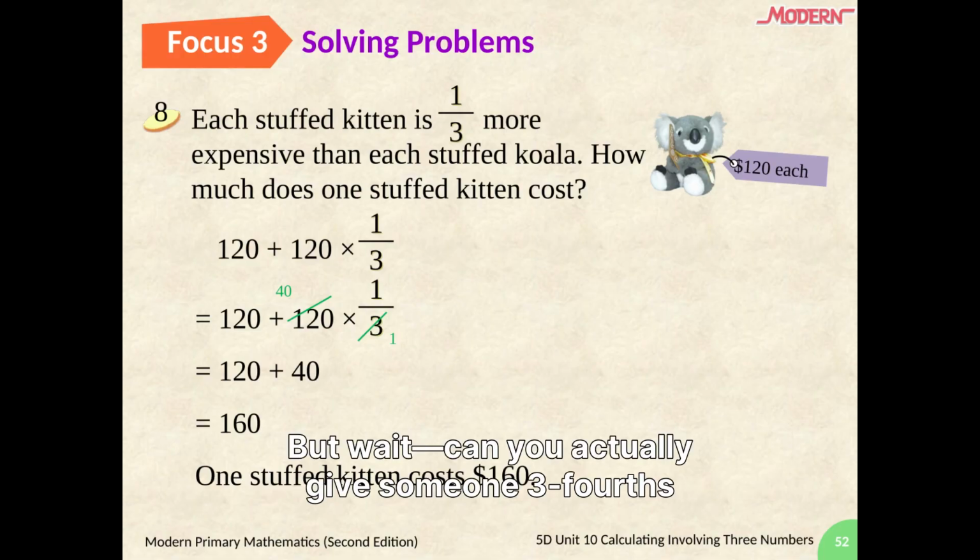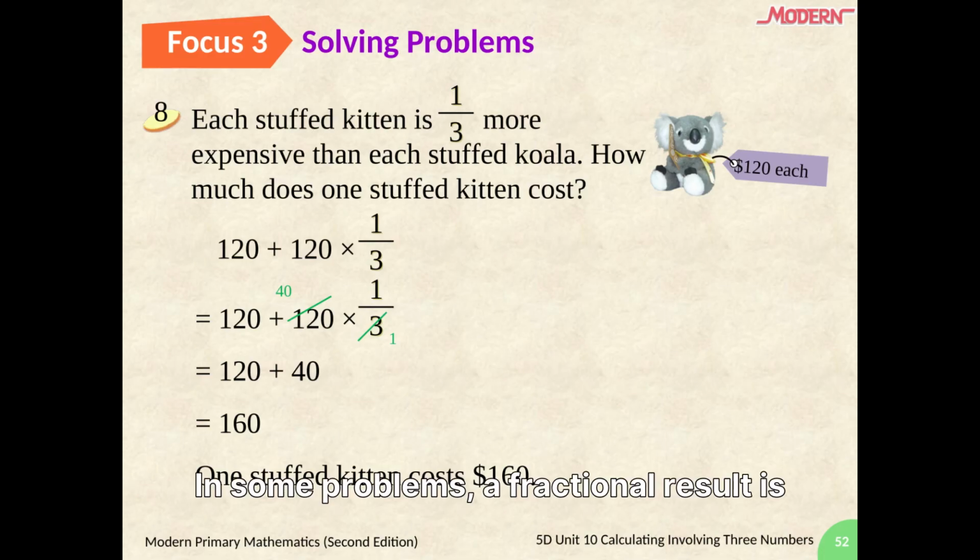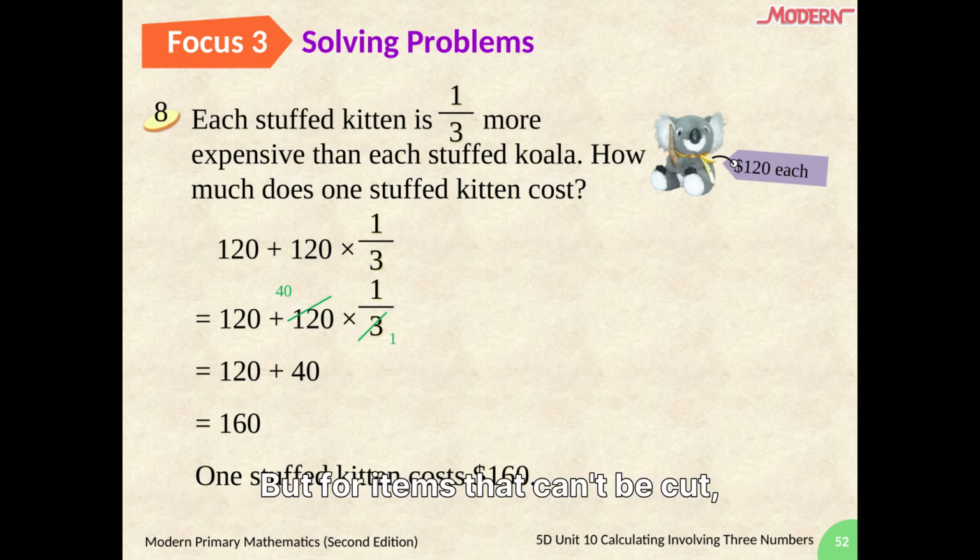But wait, can you actually give someone 3/4 of a table tennis ball? This is a vital know-how lesson. In some problems, a fractional result is perfect, like kilograms of flour or liters of juice. But for items that can't be cut, we need to rethink our result. This slide shows the math, but the next slide will show us the logic of the real world. Always ask yourself, can I cut this item in real life? If the answer is no, we need to use a different way to express our answer.